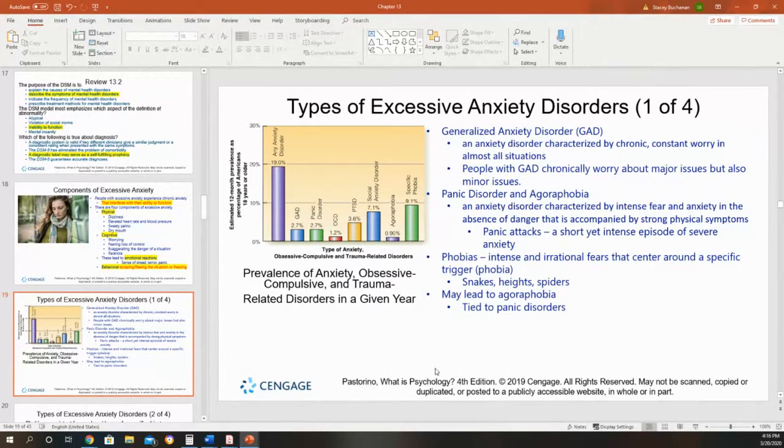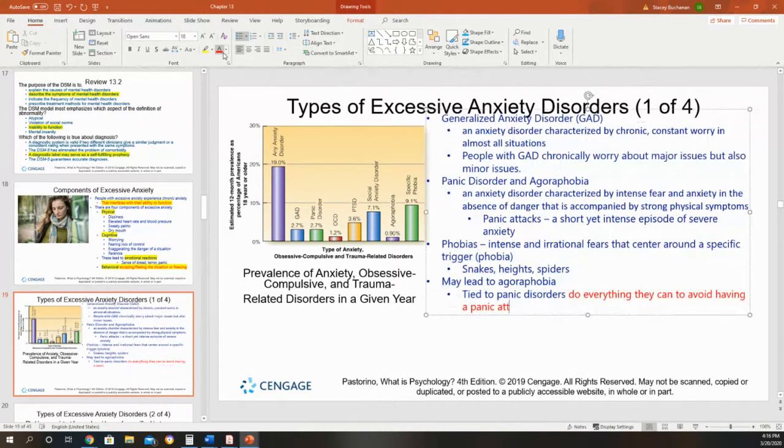So they want to do everything they can to avoid, and I'll put it right here, they want to do everything they can to avoid having a panic attack. So they do all these things so it doesn't cause them to have a panic attack. So eventually, they just stay inside for months on end. And I'll hit on it a little bit in chapter 14, how that's treated too. All right.